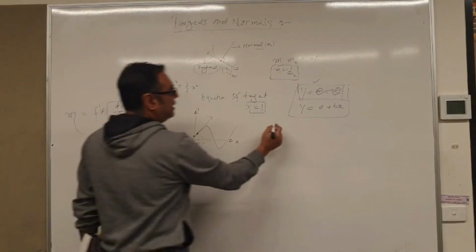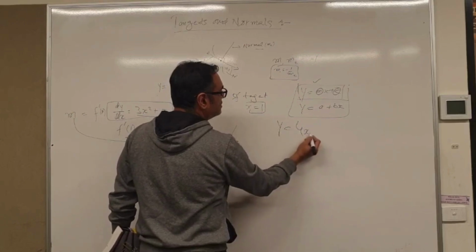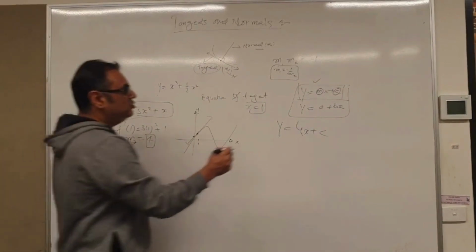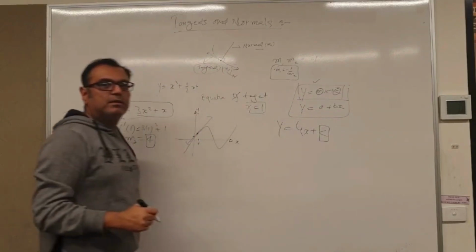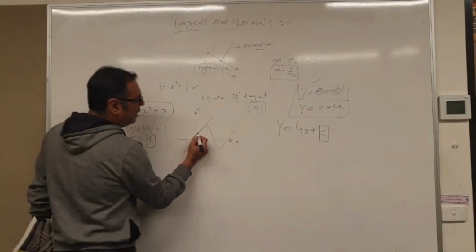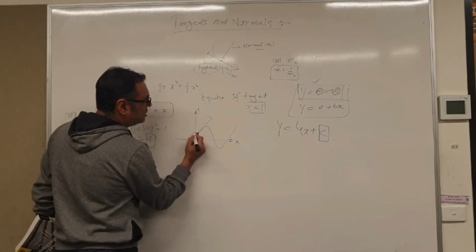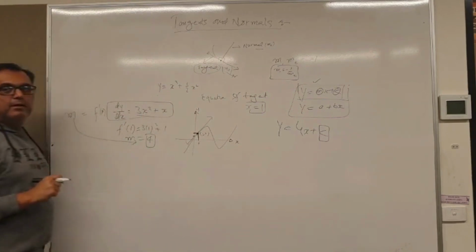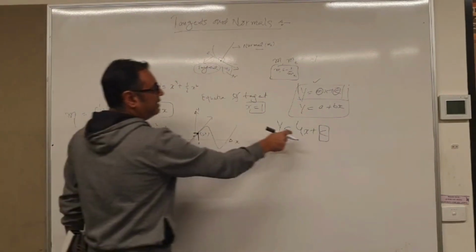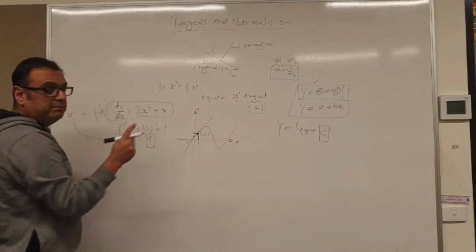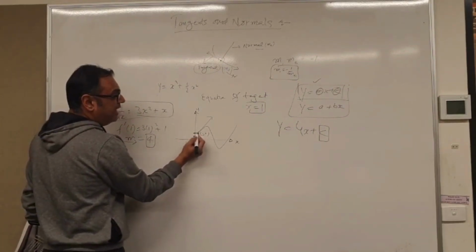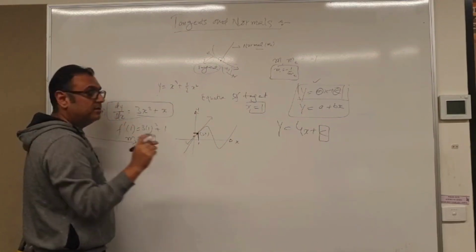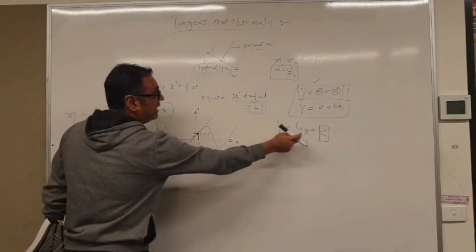So now I say my equation is y equals 4x plus c. Now I need to know c. I have this point here, 1. If I know the whole coordinates of this point, I can plug in x and y and get c. So let me find what is the value of y when x is 1 on the curve, not on the tangent. Please don't make that mistake, okay? I'm trying to get an x and y.